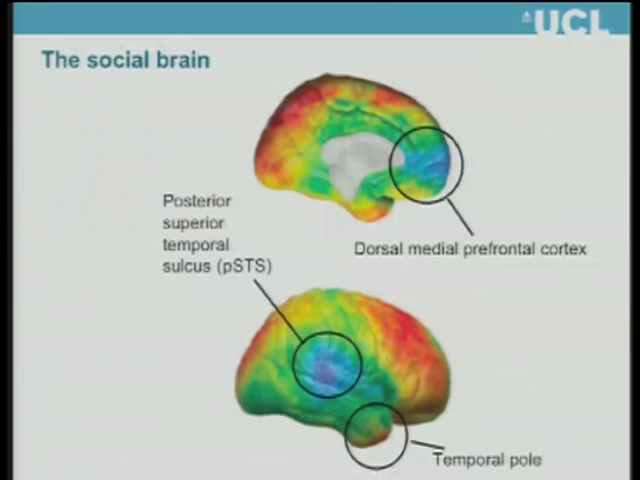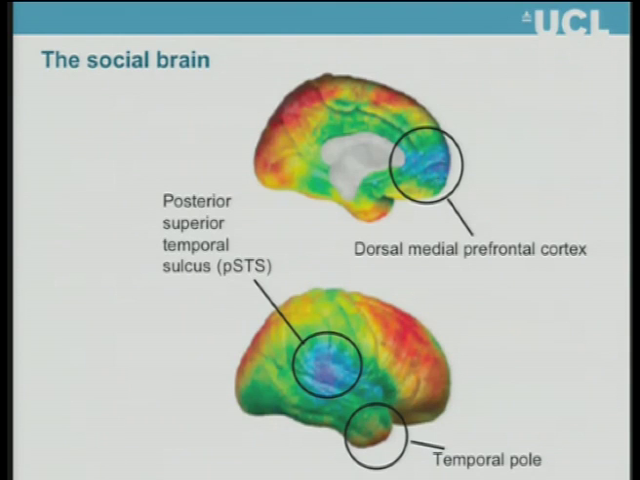So if you put people in a brain scanner and you look at the patterns of brain activity that occur when you're watching this kind of animation compared to an animation that involved the same triangles but just moving around randomly, you find activity in what's known as the social brain. So the social brain is defined as the network of brain regions involved in understanding other people, involved in attributing mental states and emotions to other people.